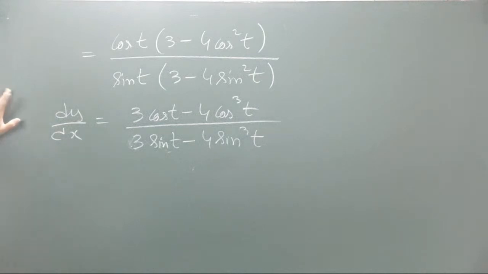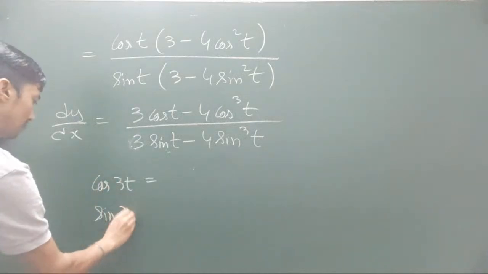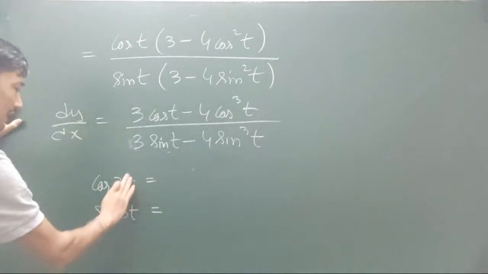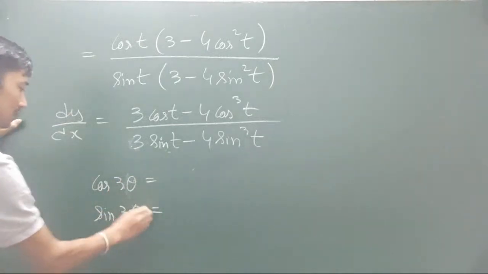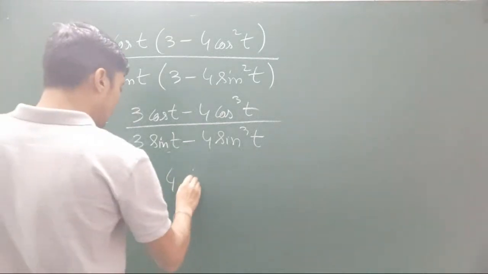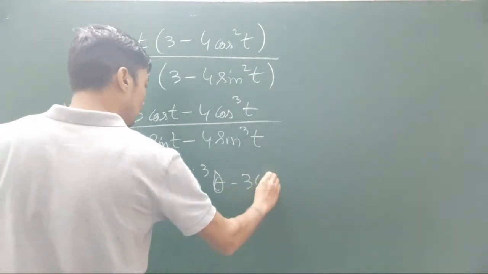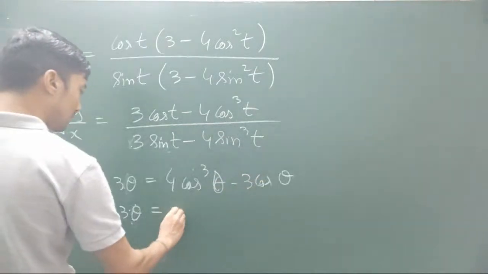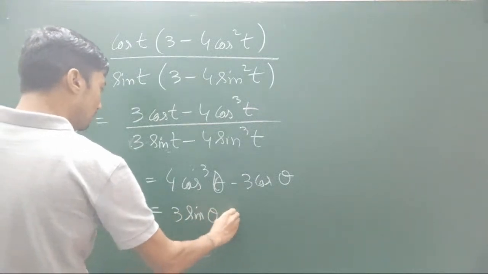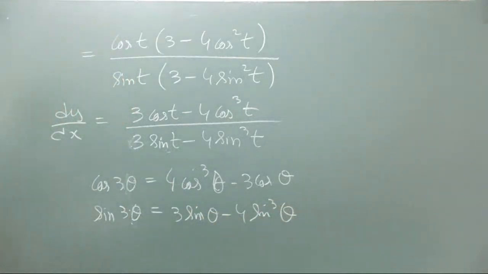If I'm not mistaken, in trigonometry there is one formula for cos 3t, and we have one for sine 3t. Or theta, let's say, the angle doesn't matter. So for cos it's 4 cos cube theta minus 3 cos theta, and for sine it's 3 sine theta minus 4 sine cube theta. Can you just kindly check once? Is it all right? Yeah, I think so.